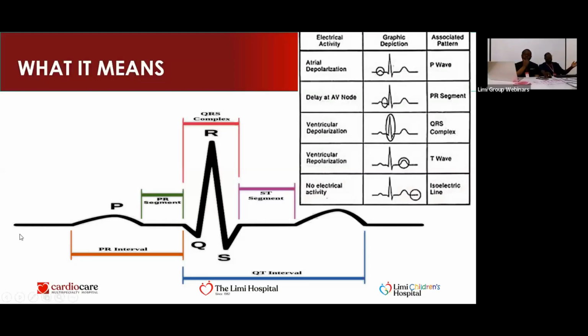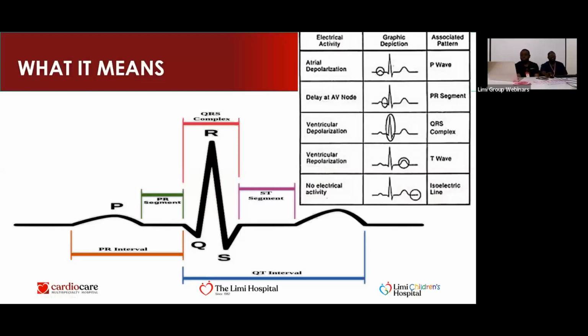Let me take you back. Anything that you see going up above this isoelectric line, we call a positive deflection. Anything going below that line, we call a negative deflection. So this first positive deflection is what we call the P wave, and it represents depolarization of the atrium. Then after that, you come to another isoelectric line. Let me jump that, we'll talk about that later.